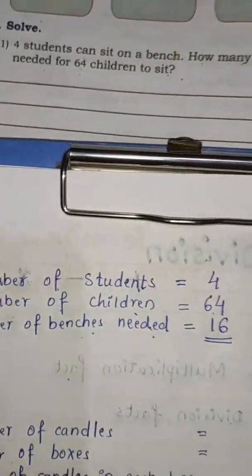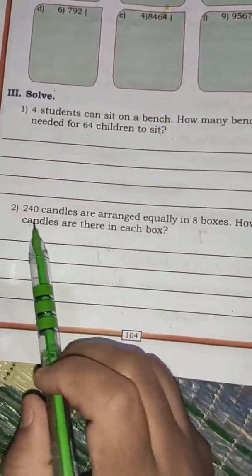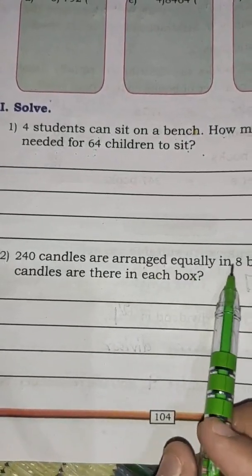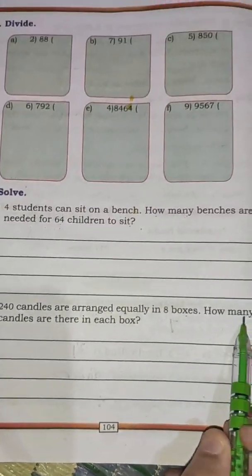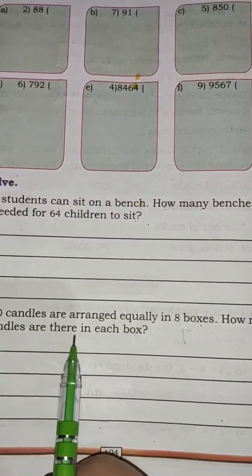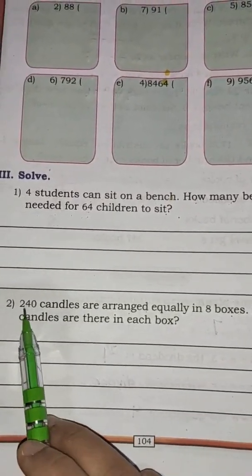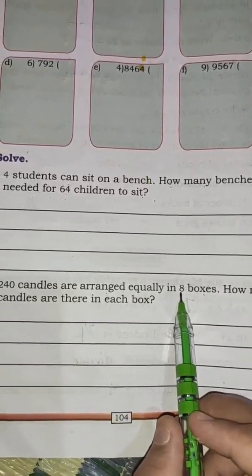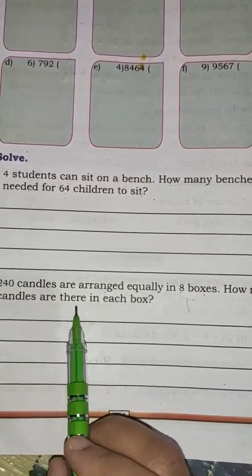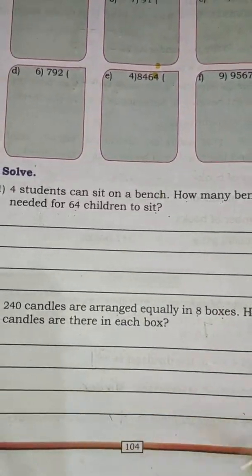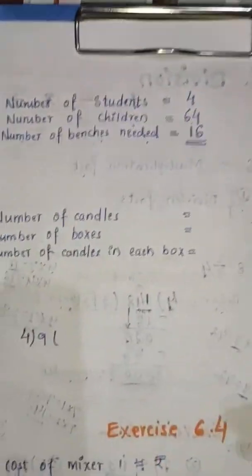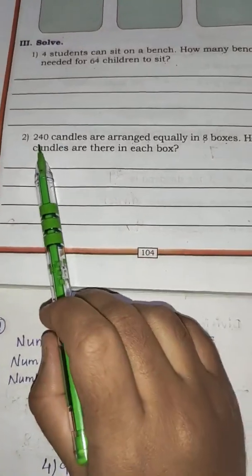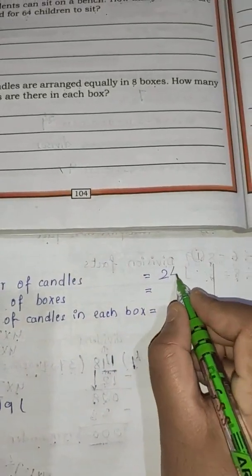Okay. Now let's take another problem. So you can see, 240 candles are arranged equally in 8 boxes. How many candles are there in each box? So you have to calculate how many candles are there in each box. Okay. So let's write the particulars first. Number of candles is 240. So we'll write here 240.